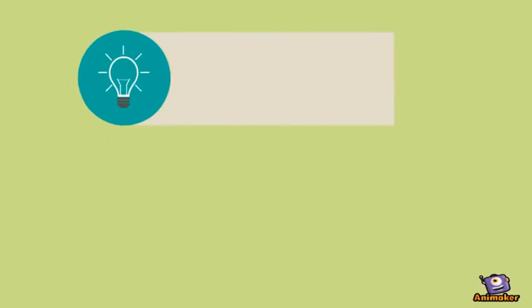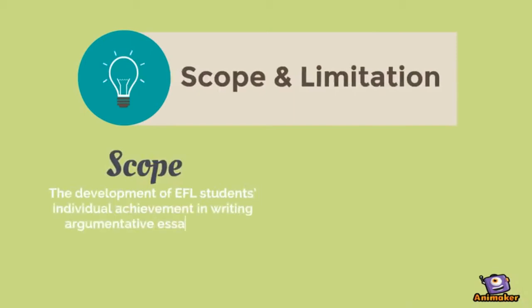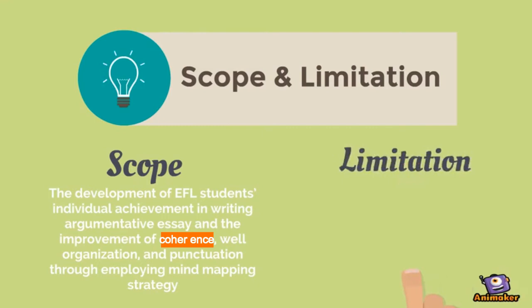Fifth, scope and limitation. The scope of this study is identifying the development of EFL students' individual achievement in writing argumentative essays and the improvement of coherence, good organization, and punctuation through employing the mind mapping strategy. The limitation has three aspects.